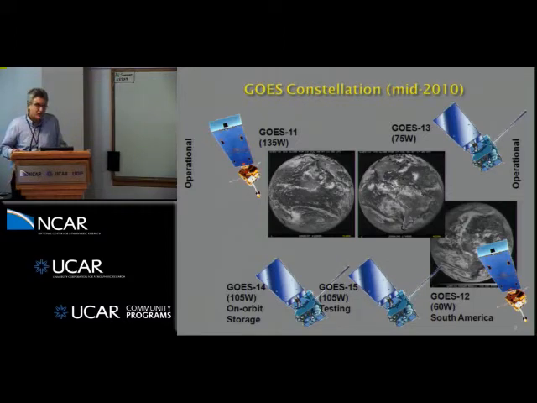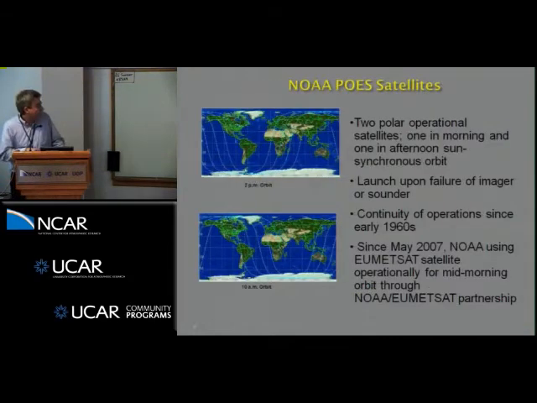I don't know if anybody remembers around 93 or 94, we were down to one GOES satellite, GOES 7. And we actually had to borrow one from EUMETSAT for a little while. So there's a lot of international coordination with the geostationary satellite system as well as the polar.